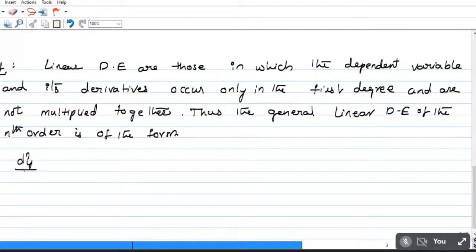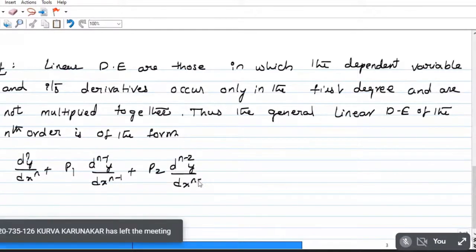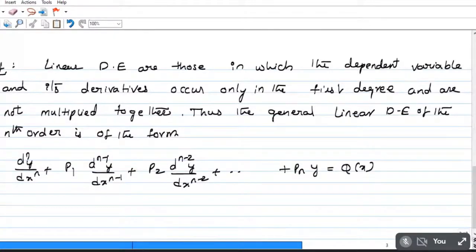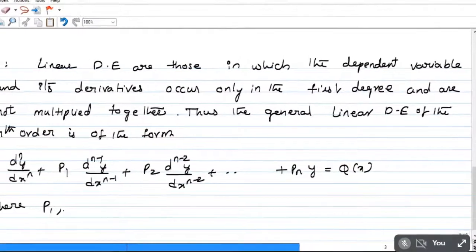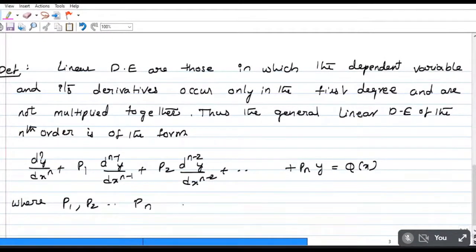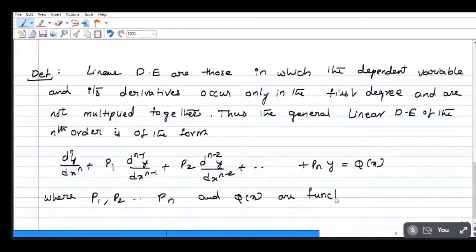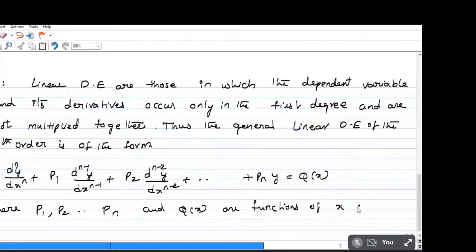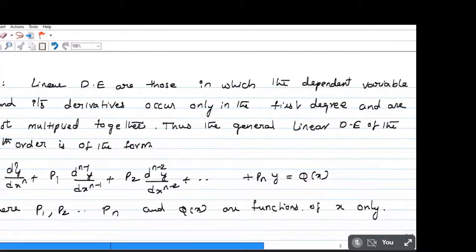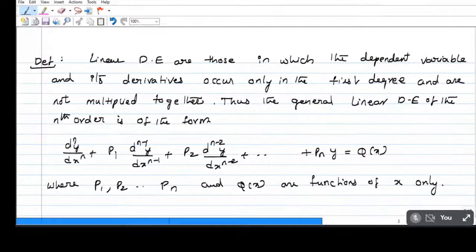d^n y/dx^n + p1 d^(n-1) y/dx^(n-1) + p2 d^(n-2) y/dx^(n-2) + and so on + pn y = q(x), where p1, p2, and so on pn and q(x) are functions of x only.